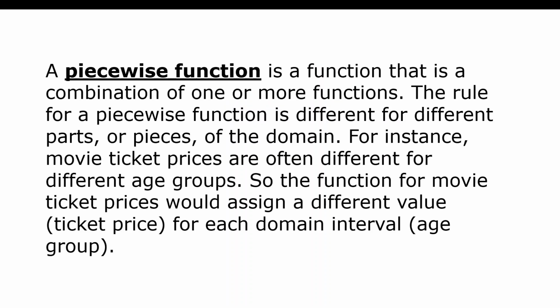A piecewise function is a function that is a combination of one or more functions. The rule for a piecewise function is different for different parts or pieces of the domain. For instance, movie ticket prices are often different for different age groups. So the function for movie ticket prices would assign a different value or ticket price for each domain interval or age group.